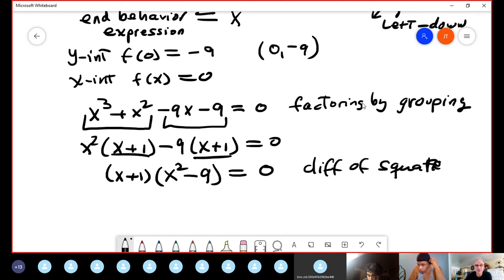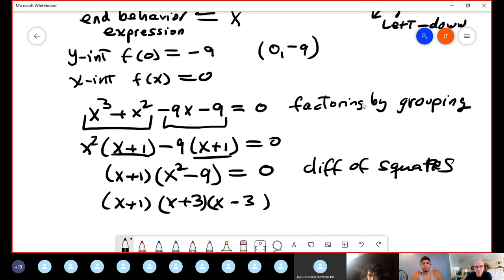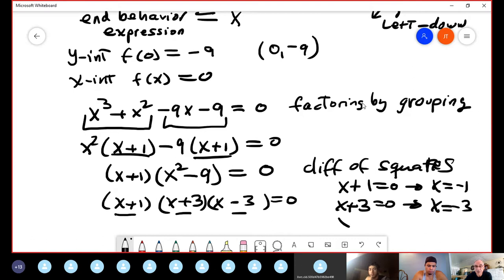For the difference of squares, we have x plus 1 times two parentheses, the square root of x squared is x, the square root of 9 is 3, plus or minus. When you apply the zero factor property, each factor is zero. x plus 1 equals zero, so the solution is negative 1. x plus 3 equals zero, the solution is negative 3. And x minus 3 equals zero, the solution is x equals positive 3.